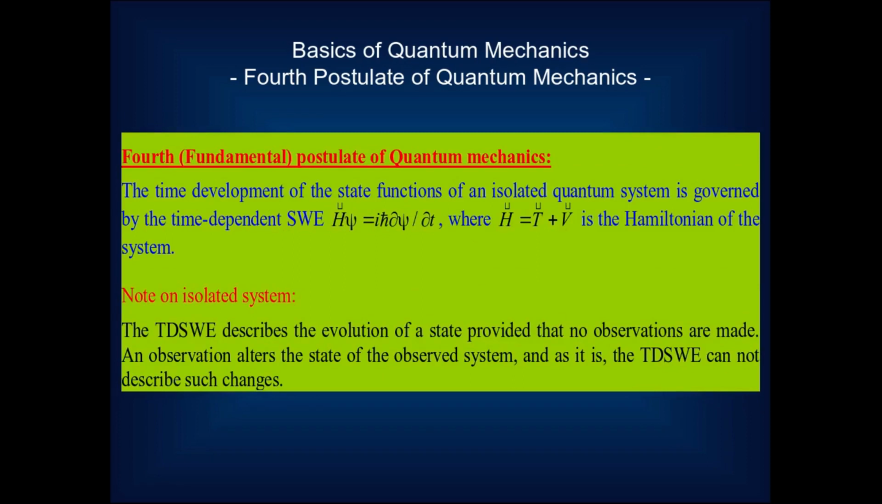The time development of a state function of an isolated quantum system is governed by the time independent Schrödinger wave equation, where H is basically the Hamiltonian, and the Hamiltonian is the energy operator, T is the kinetic energy operator, and V is the potential energy operator.